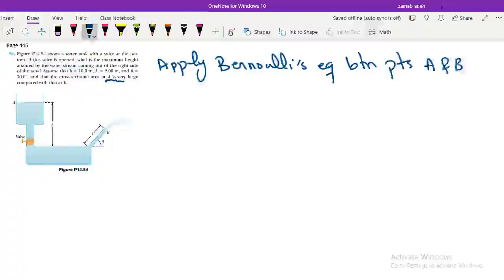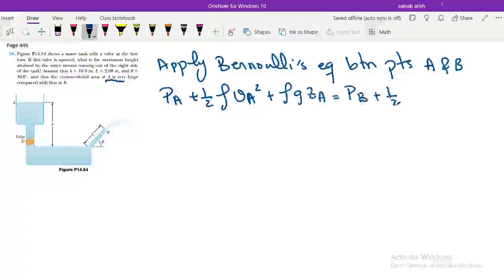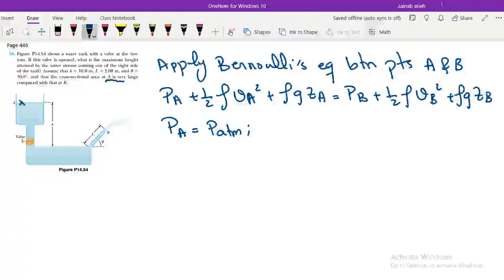So we will get PA plus half rho VA squared plus rho g ZA, equal to PB plus half rho VB squared plus rho g ZB. Okay, let's find them one by one. PA is P atmospheric because it is subjected to air. PB is also P atmospheric. So this is A, a point on the surface, and this is B. It is at the end of the valve. So PB is also P atmospheric.